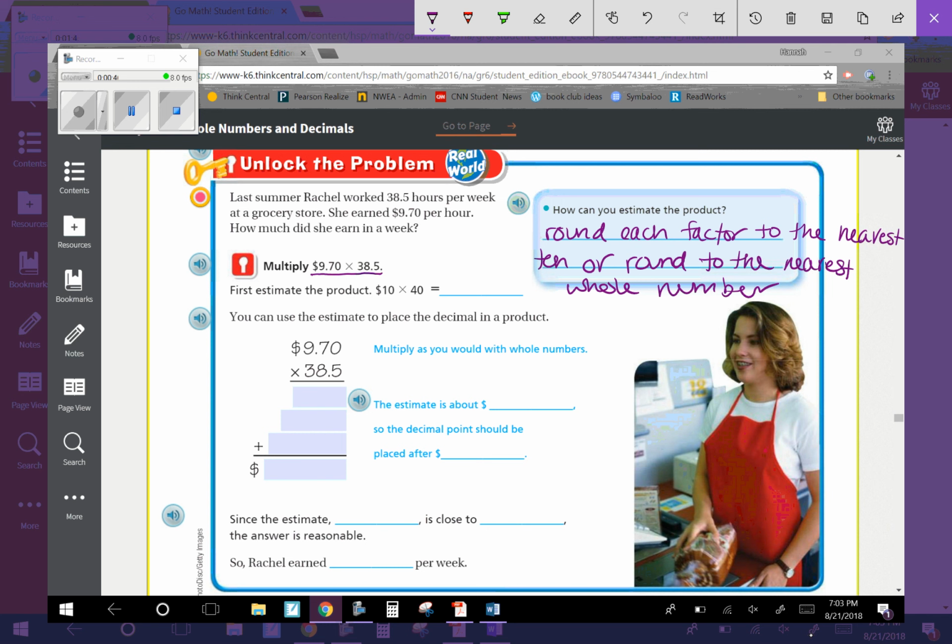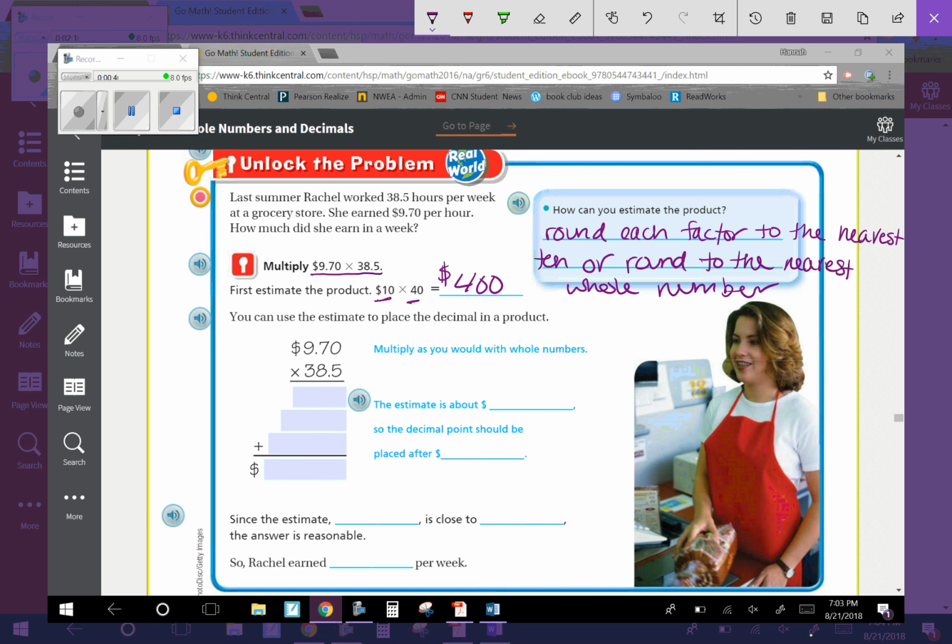So if we round $9.70 to the nearest 10 or whole number, that is going to be $10 times 38.5. If we round to the nearest 10, that's going to bring us up to 40. So 10 times 40 is 400. So now we can use the estimate to place the decimal in a product. So now we need to actually multiply this out. We're going to multiply as we would with whole numbers, so we're just going to ignore those decimal points for now.